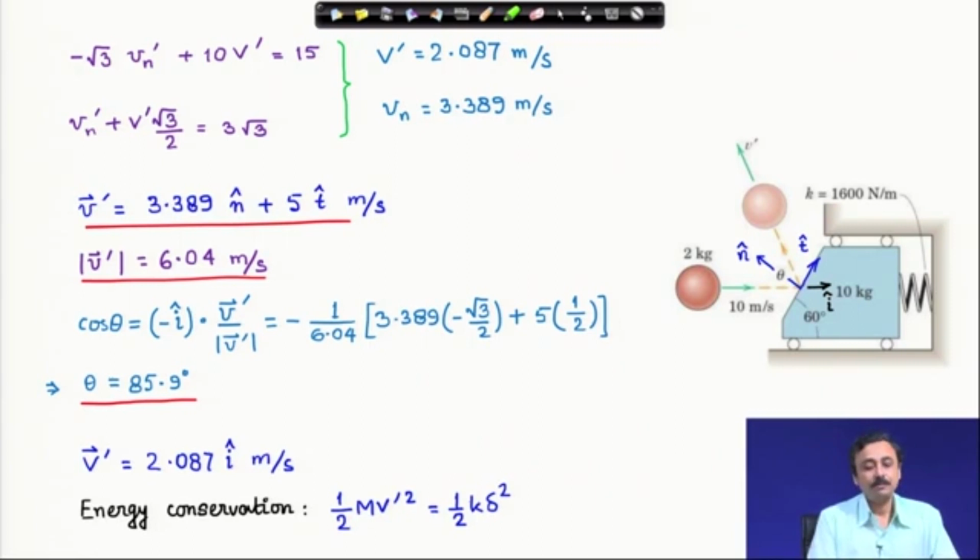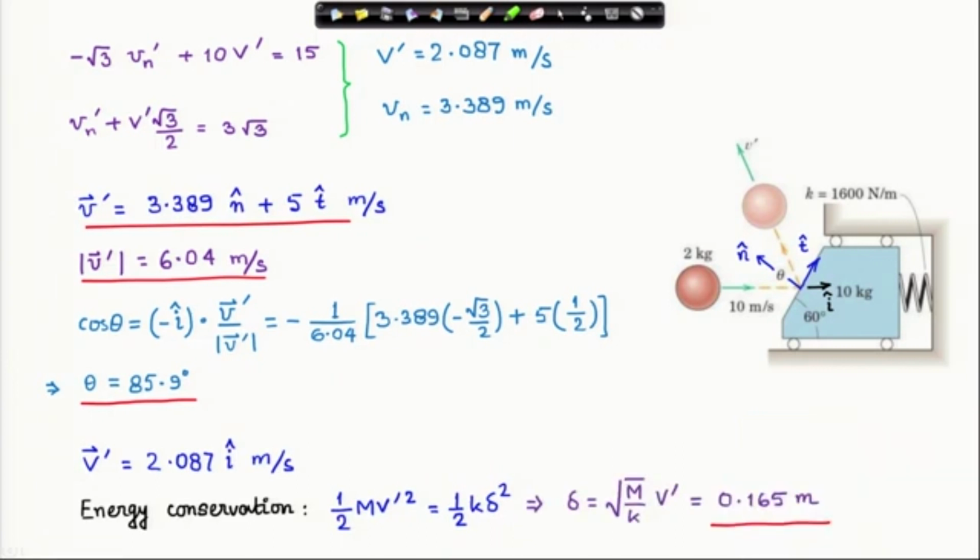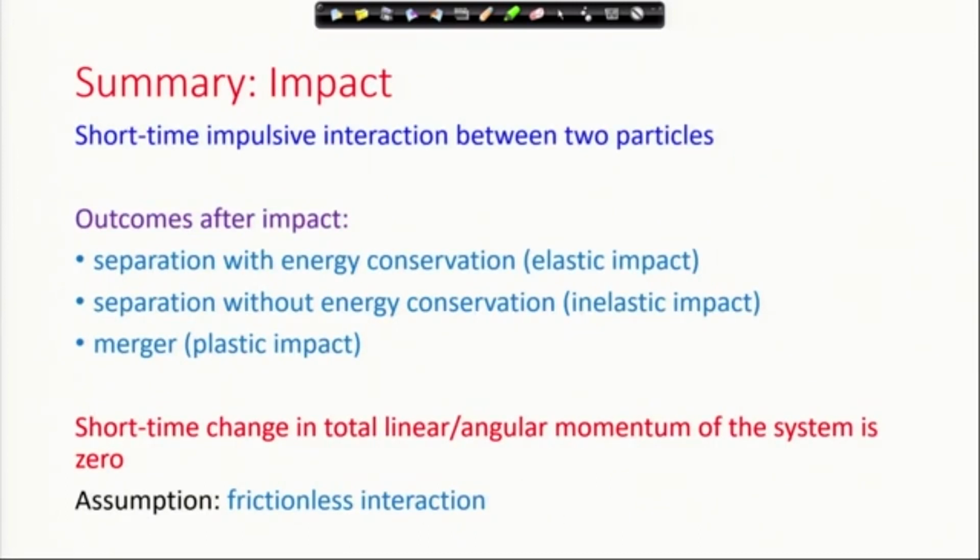We have to find out the maximum deflection. So, at this point is the maximum deflection of the spring, half k delta square, and from here you can calculate delta as 0.165 meter. So, the spring is going to deform this much, and of course, after this again the spring will relax and the carriage is going to move to the left. So, that completes the solution of this problem. I will leave you with a summary and I will close this lecture here.